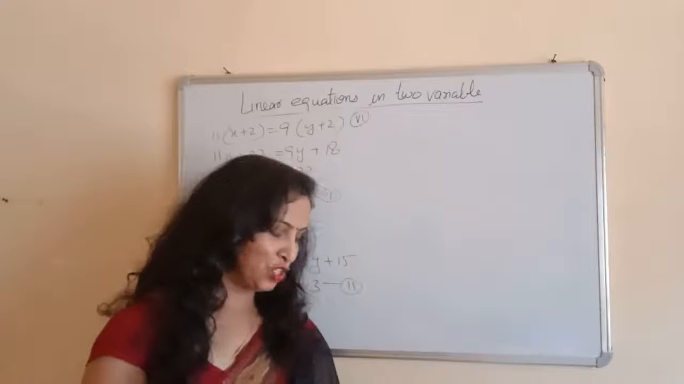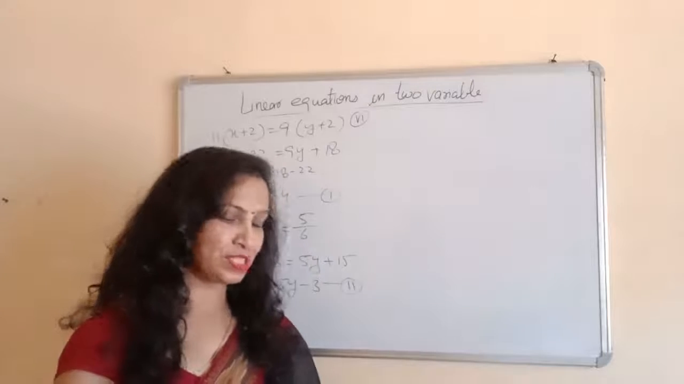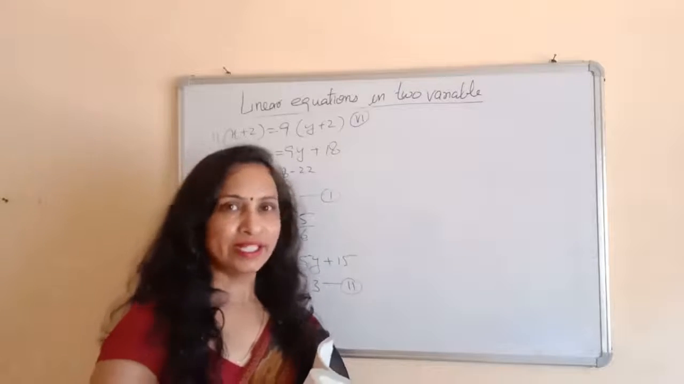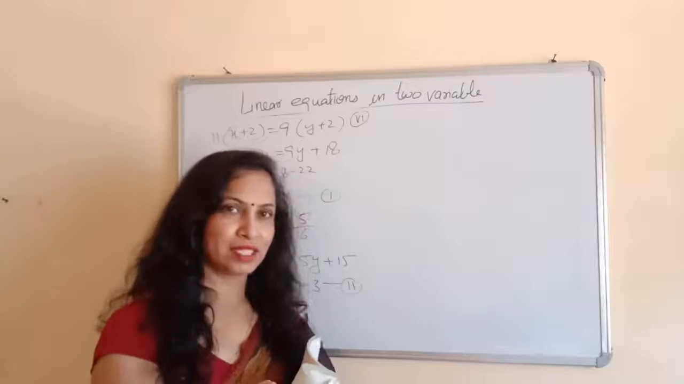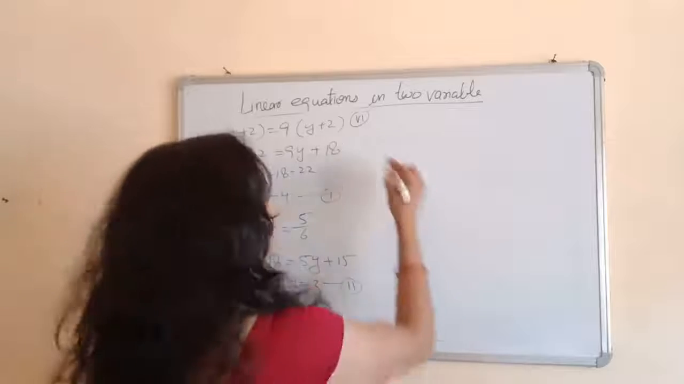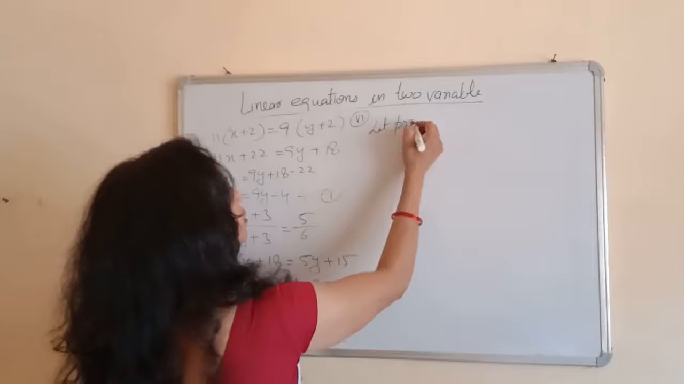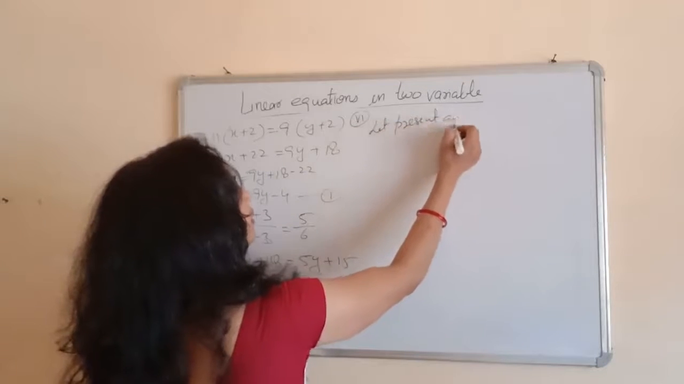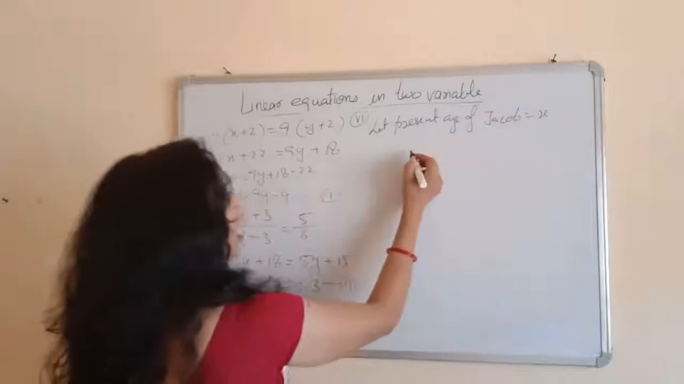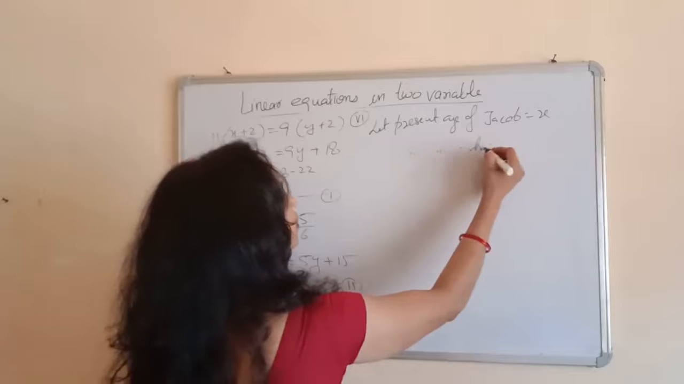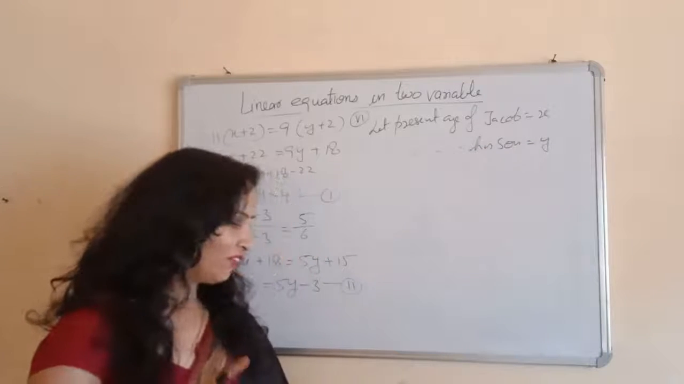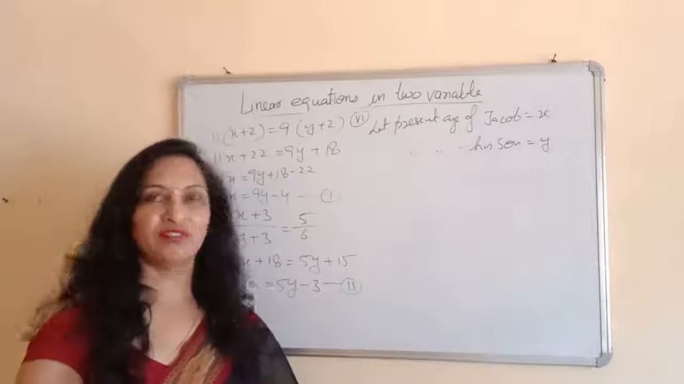5 years hence, the age of Jacob will be 3 times that of his son. So we don't know the age of Jacob and his son. Let's take the age of Jacob as x. The most important thing is that you take the present ages. So let the present age of Jacob be x, and the present age of his son be y.